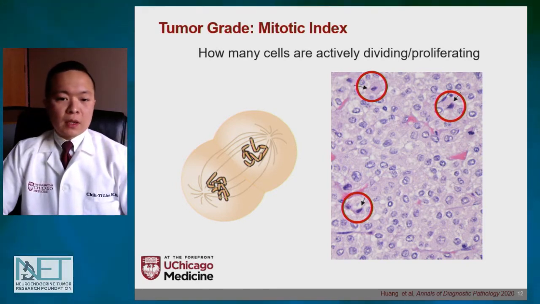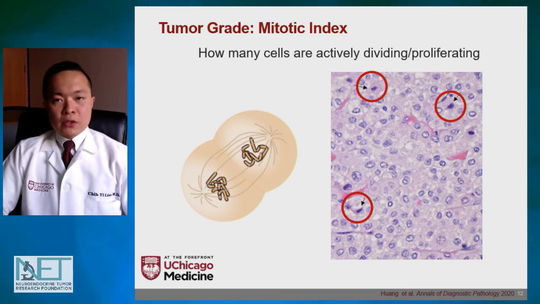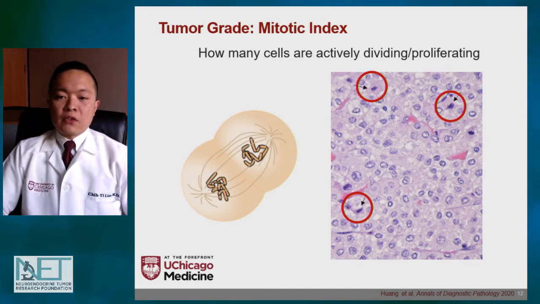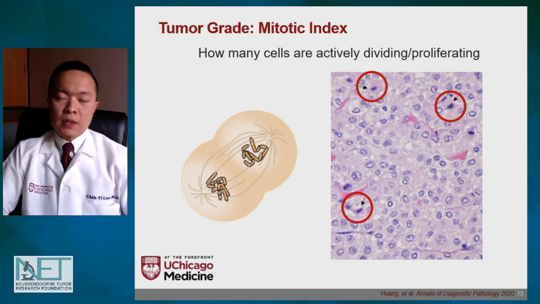On the left is a cartoon of what mitosis looks like. It turns out that we can actually see cells undergoing mitosis under the microscope. On the right-hand side of the slide, you see a picture of a neuroendocrine tumor, and I've circled 3 of the cells that are undergoing mitosis. This is how the pathologist can determine the mitotic index to see how proliferative the tumors are.